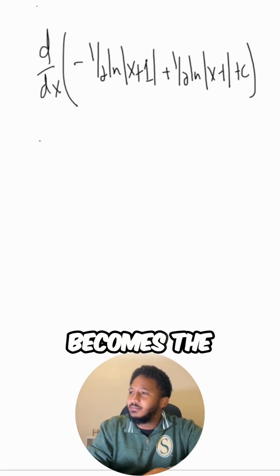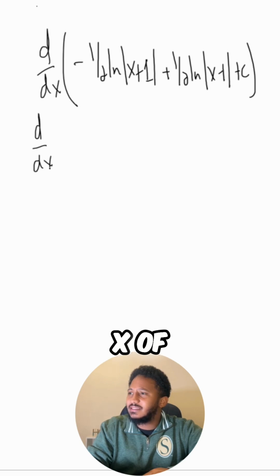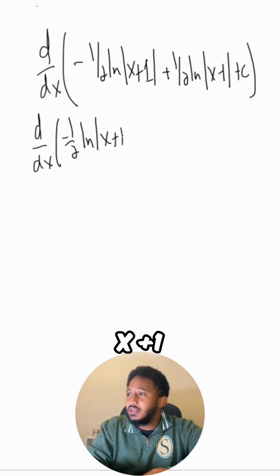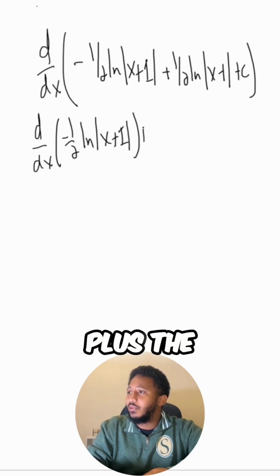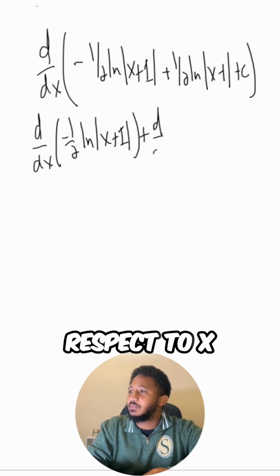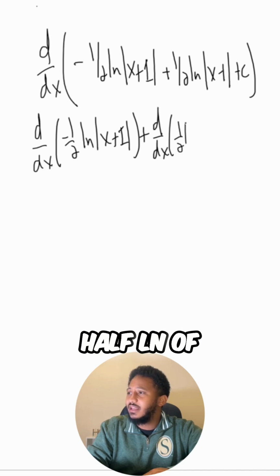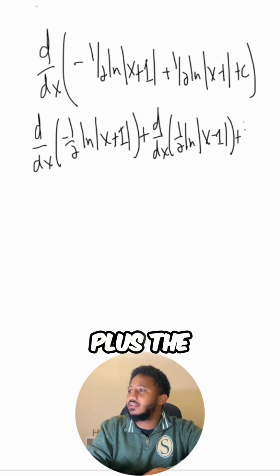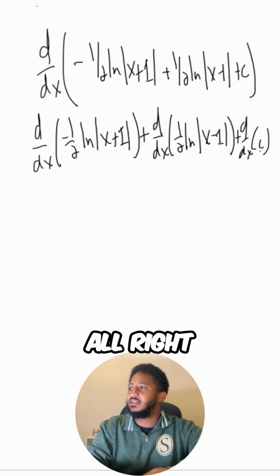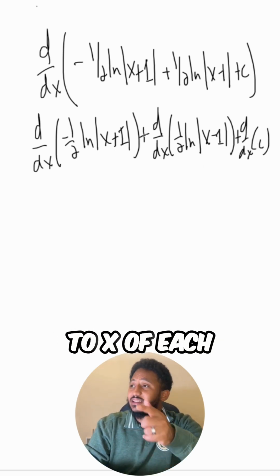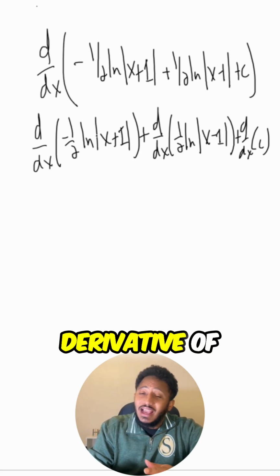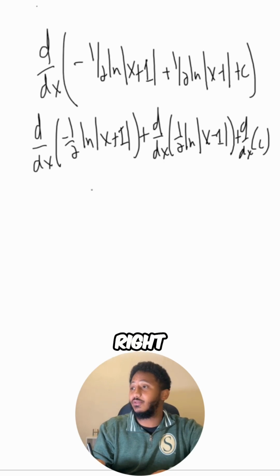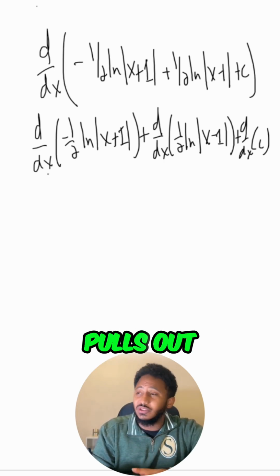So this becomes the derivative with respect to x of negative half ln absolute value of x plus 1, plus the derivative with respect to x of half ln absolute value of x minus 1, and then plus the derivative with respect to x of c. And I will take the derivative of each one. Now, remember, the derivative of ln of something is 1 over that something times the derivative of the inside. And this negative half just pulls out because of linearity.